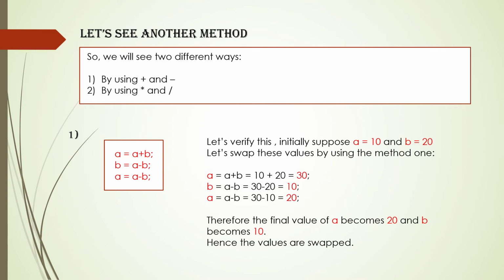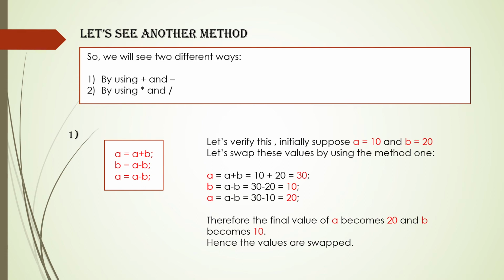Focus here. The value of A has been changed. Initially it was 10 and now it has become 30. And then in the second line, B equals A minus B. That means B equals 30 minus 20. So the value of B becomes 10. And in the last step, A equals A minus B. That means A equals 30 minus 10. So the value of A becomes 20. So now what you will find is that the values of A and B have been swapped. So pause the video, see the screen, and take some other values of A and B and try to swap using this approach. You will find it very exciting for sure.